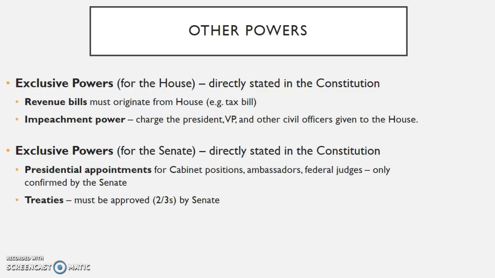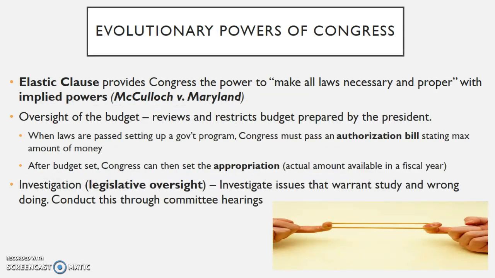In addition, the Senate also has to approve treaties made by the president. So they do have some significant power in that respect. Now, what's interesting when we talk about Congress in general, not specific to any chamber, major sources of power for Congress include not only the supremacy clause as well as the commerce clause, but also something called the elastic clause. And this provides Congress the power to make all laws necessary and proper. This is an implied power.